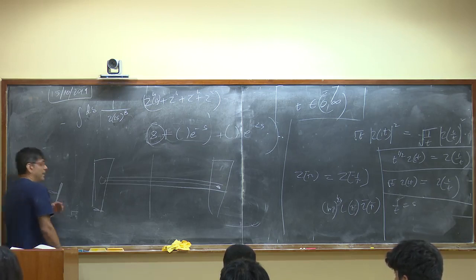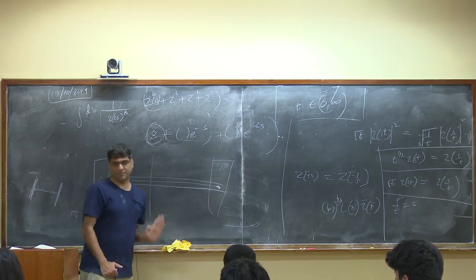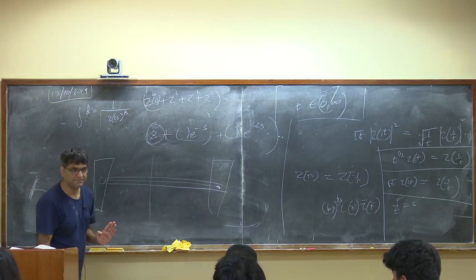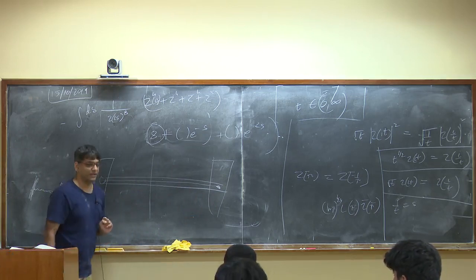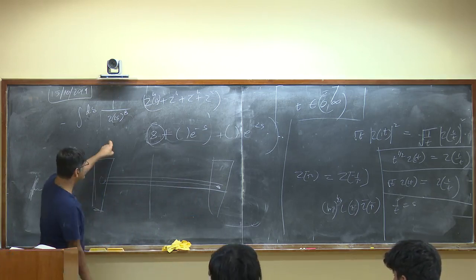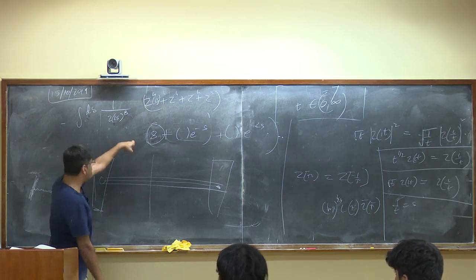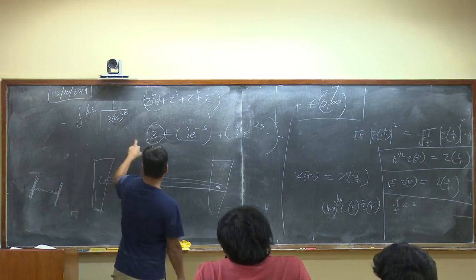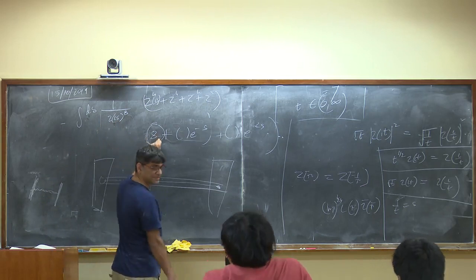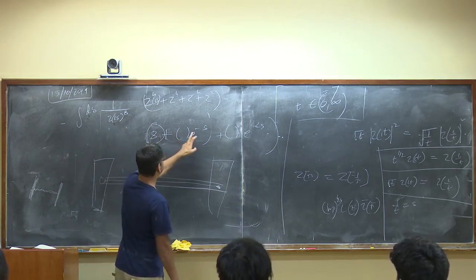Now I'm going to argue that this is precisely what is happening. How do I argue this? Look, in this diagram, when we do this integral over the s's, what we get is a bunch of numbers.